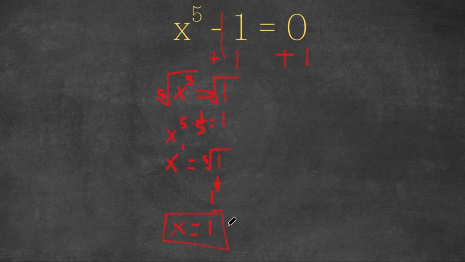Now, why don't we try plugging this into our original equation? So if we substitute in 1 for x, we get 1 to the power of 5 minus 1 equals 0. Now 1 to the power of 5 is 1, so we get 1 minus 1 equals 0. And 1 minus 1 is obviously 0, so we have 0 equals 0. And because this is right, we know that x equals 1.